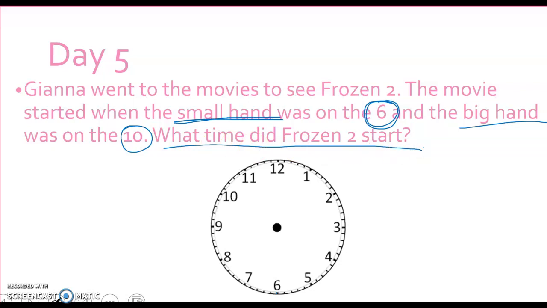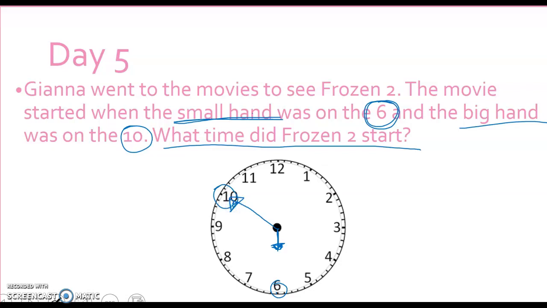So I have a nice clock here. I'm going to start with the small hand. So I'm going to find my 6. And from the dot in the middle, I'm going to make a small hand. That's my small hand. And then the big hand is on the 10. So my 10's over here. I'm going to do a nice long big hand on the 10.